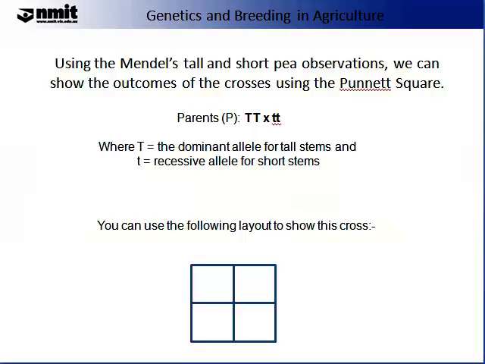In this example, we have a dominant allele, homozygous TT parent, crossed with a recessive allele parent. That is, the recessive allele will show short stems. You can use the following layout of 4 squares to show this cross.